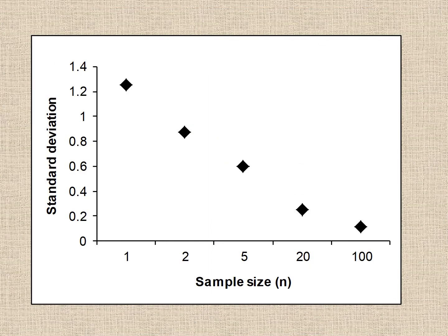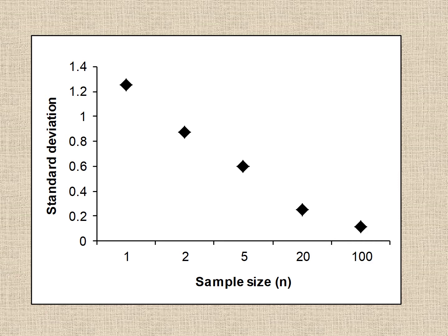So here I have plotted sample size on the x-axis, not in scale, you see that, but those are the sample sizes I used in the simulation. We have a standard deviation on the y-axis here, and so we see that the standard deviation decreases from 1.25 for the individual values down to 0.12 when we have samples of size 100. So this is the observed association in our little simulation.